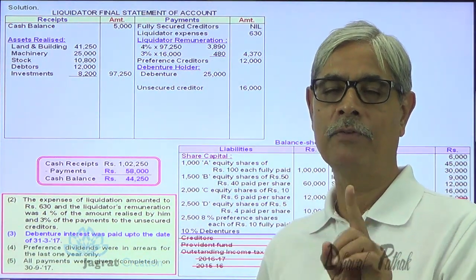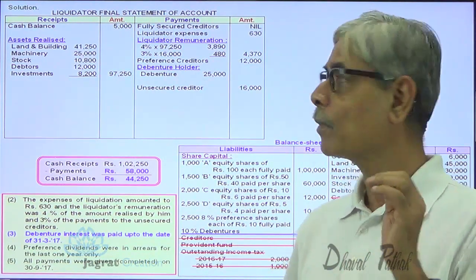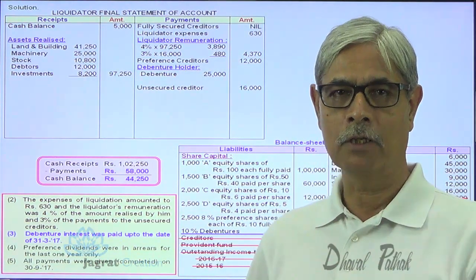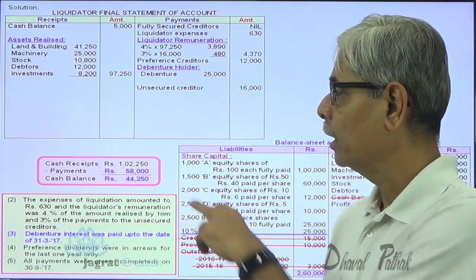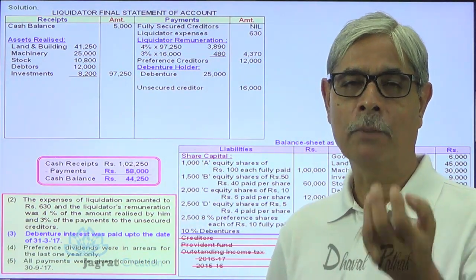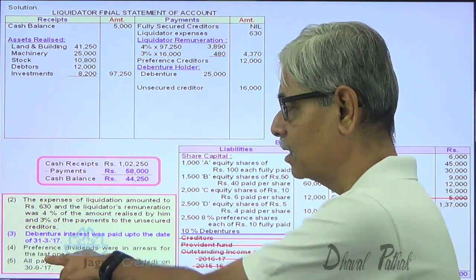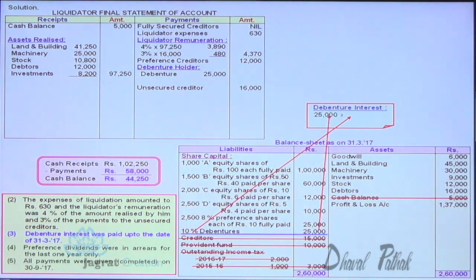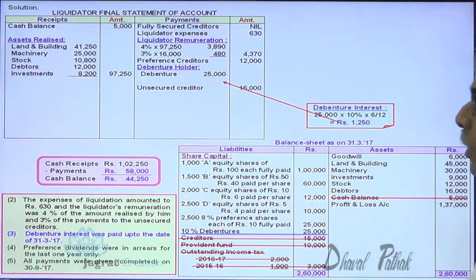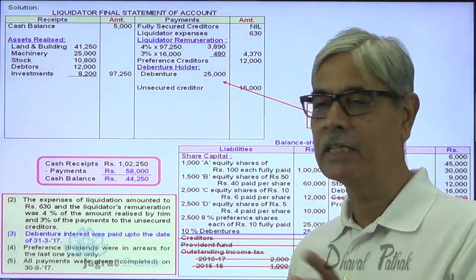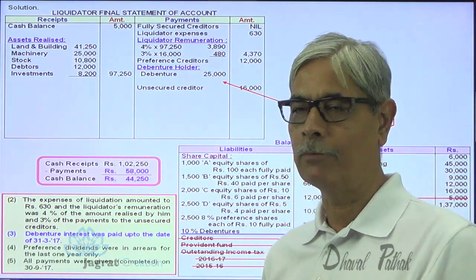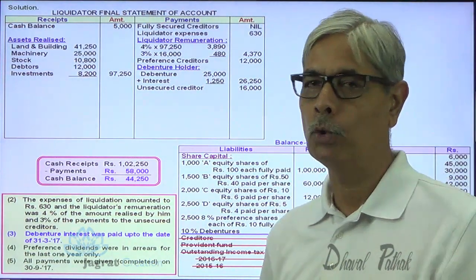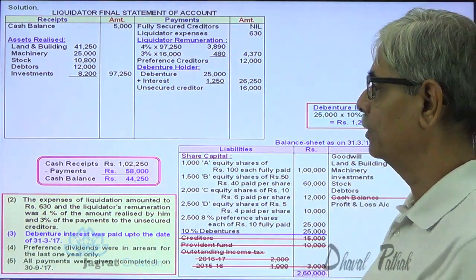Now 44,250 is the balance available after making payment to unsecured creditors and the remuneration to the liquidator thereon. If this balance is sufficient for payment of additional debenture interest up to 30th September 2017, I should pay debenture interest. Let me work out 6 months debenture interest. So 1,250, I can comfortably pay out of this cash balance available 44,250. So this is the interest that I can pay now. So total payment made to debenture holders is 26,250.